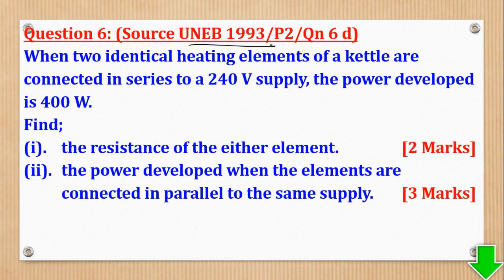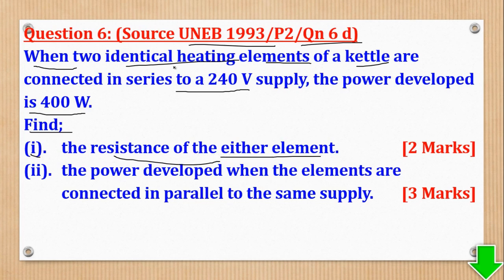Then question 6 came from UNEB 1993, paper 2, question 6D, and it says, when two identical heating elements of a kettle are connected in series to a 240 volt supply, the power developed is 400 watts. Find Roman 1, the resistance of either element. Remember, they are two and they are identical. Then Roman 2, the power developed when the elements are connected in parallel to the same supply.